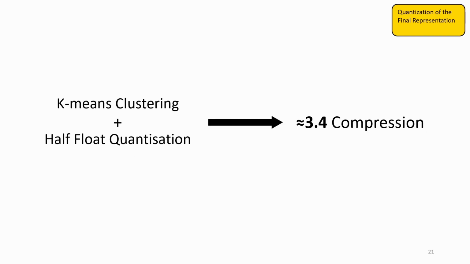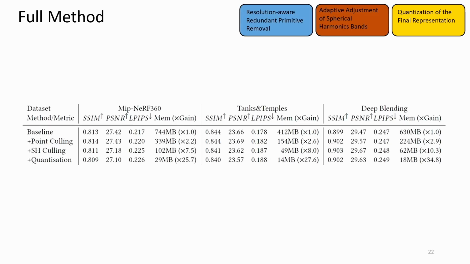We apply this compression scheme at the end as a post-processing step. Combined, these two techniques offer a factor of 3.4 additional compression. So putting everything together, we gain a reduction of about 27 times in size, while the PSNR drop is limited to 0.32 dB.